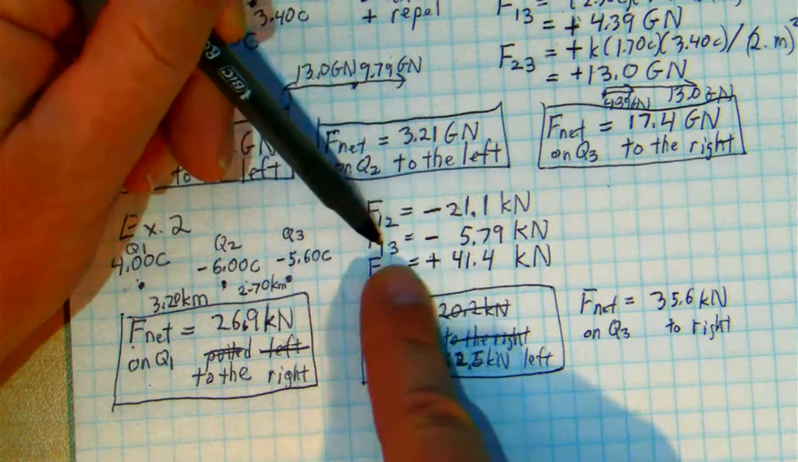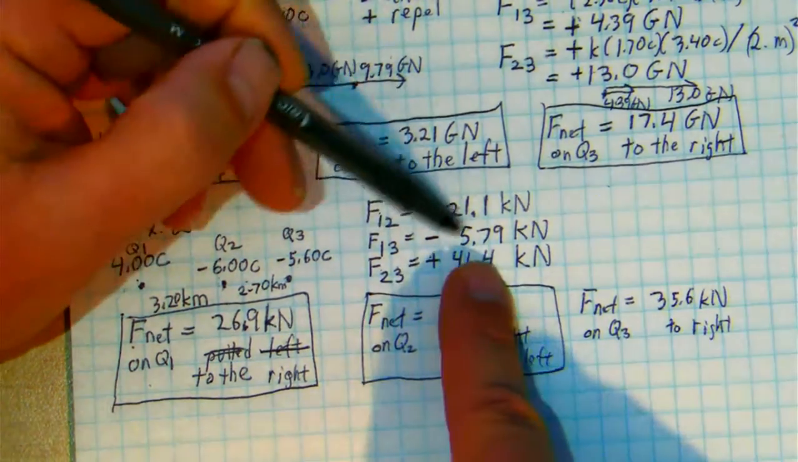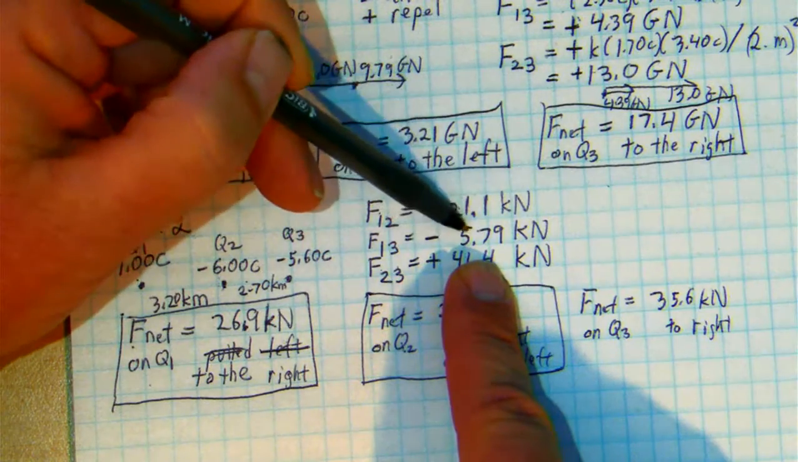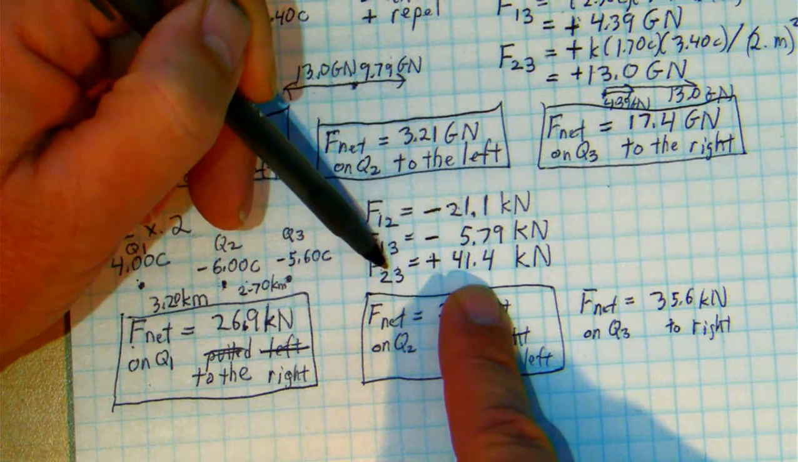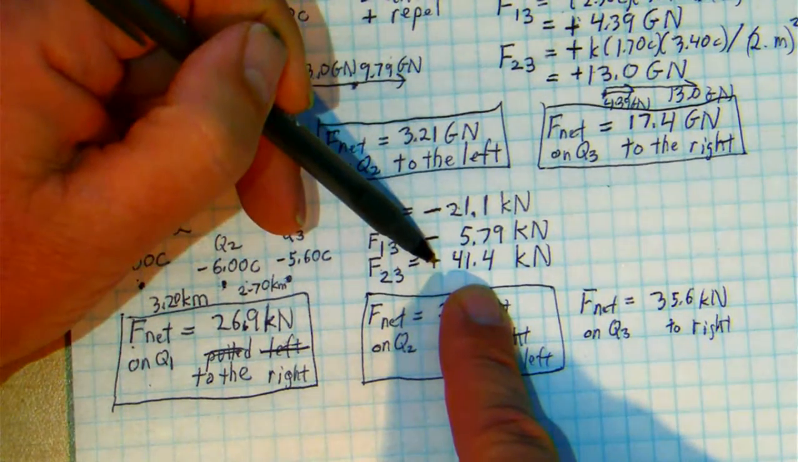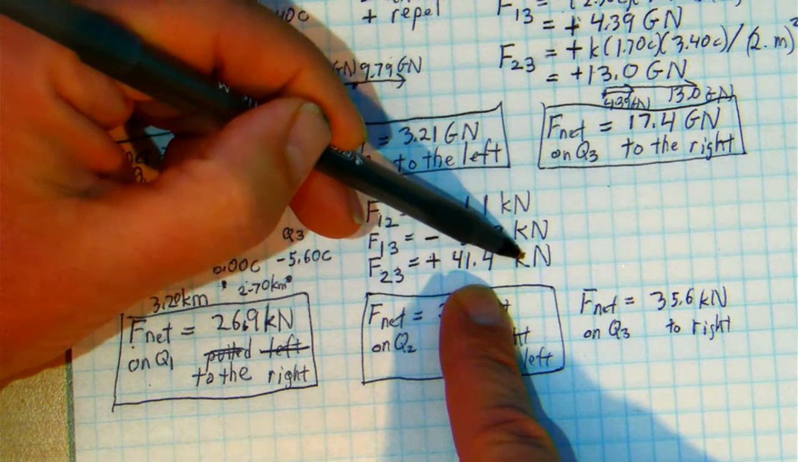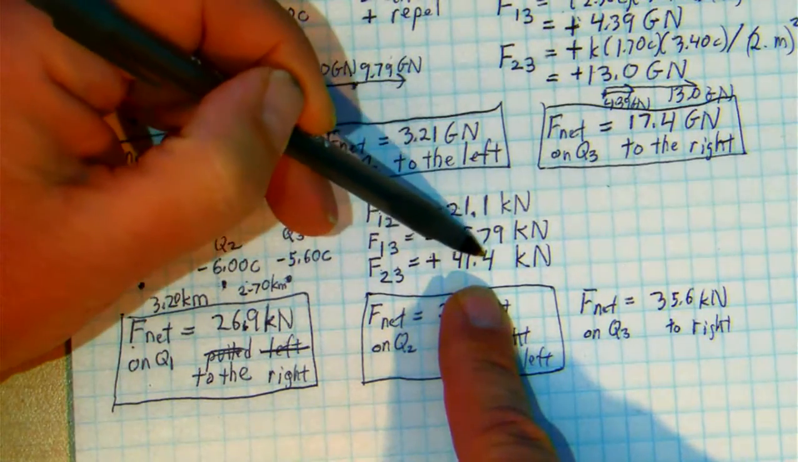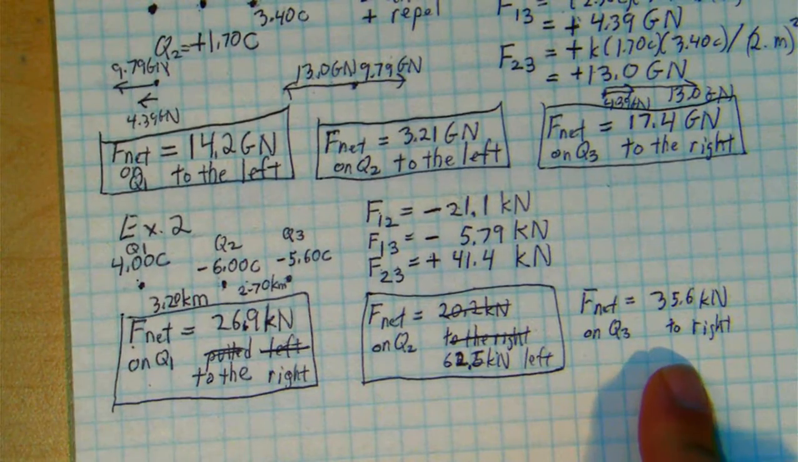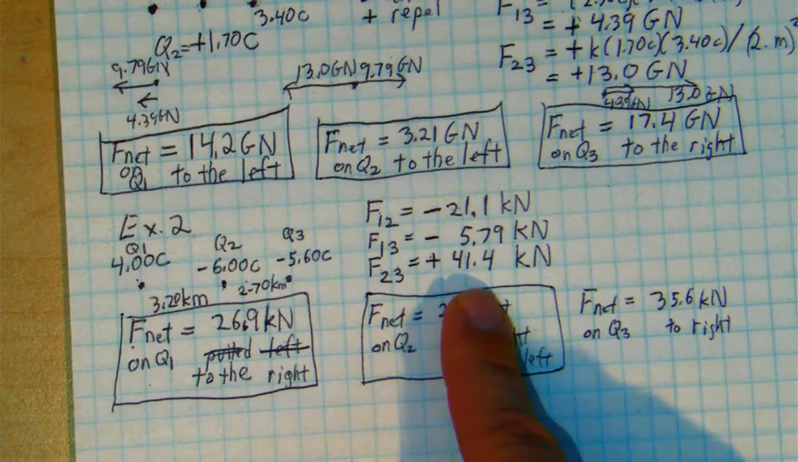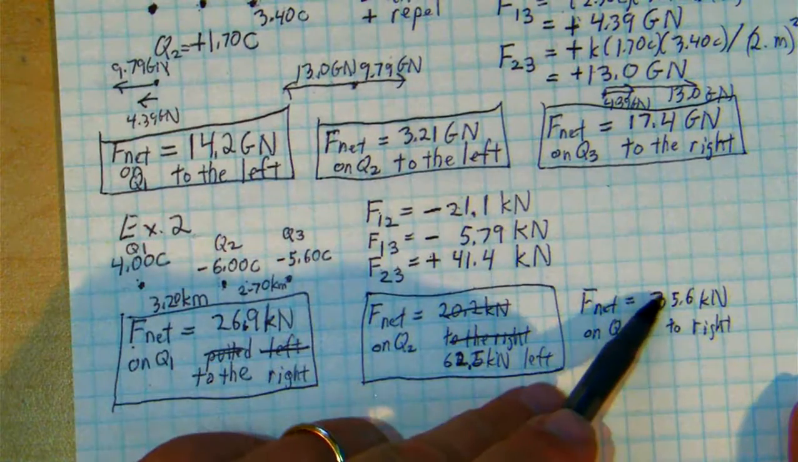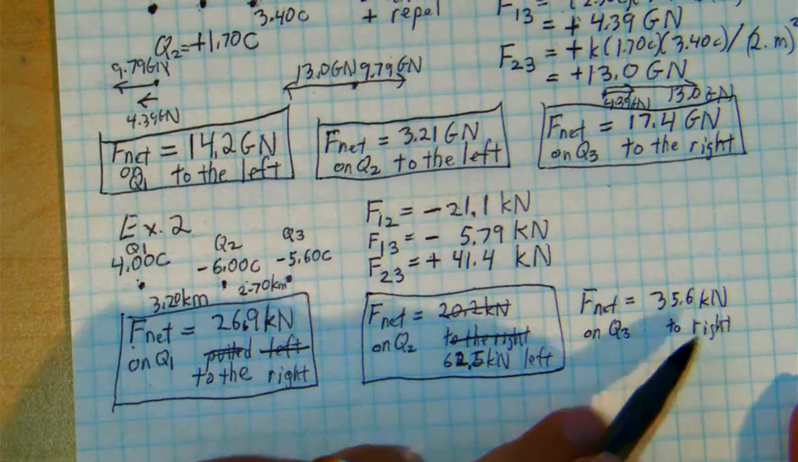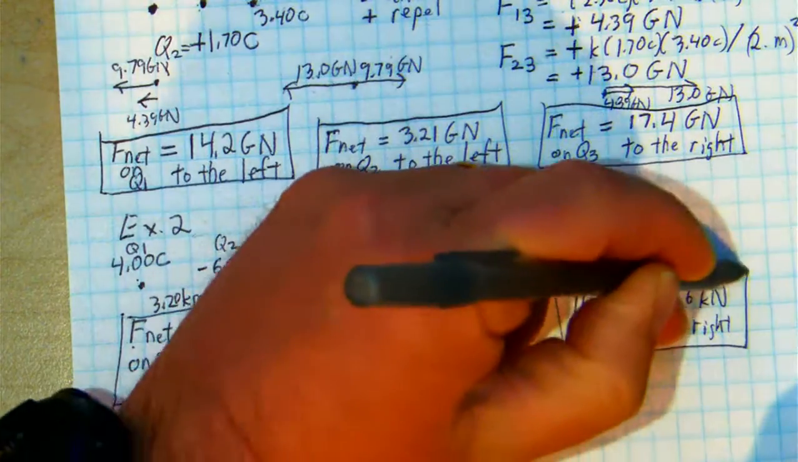The force of Q1 off in the distance is pulling Q3 to the left with 5.79 thousand newtons. Next door to it, charge 2 is pushing Q3 to the right with a force of 41.4 thousand newtons. So indeed, I have to take the difference, 41.4 minus 5.79, rounded to 3 sig figs, is indeed 35.6 kilonewtons to the right is the net force on Q3.